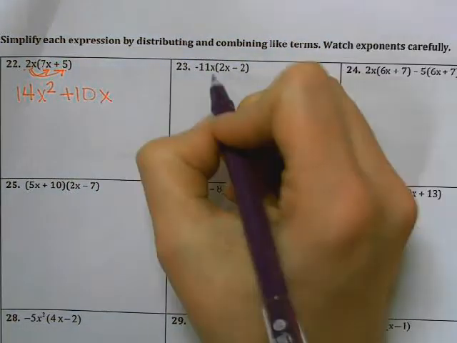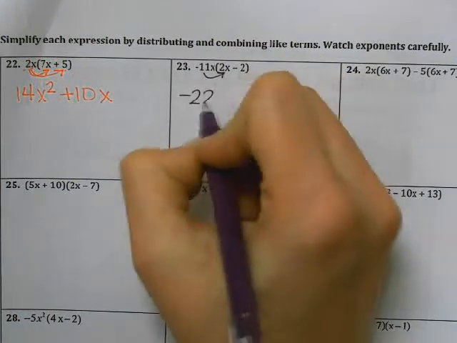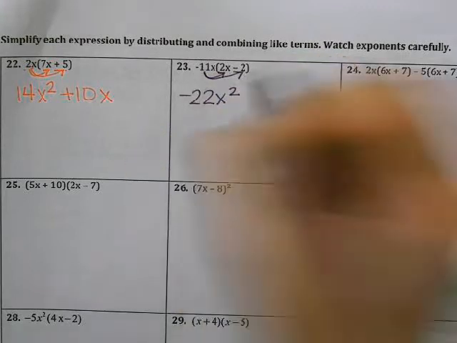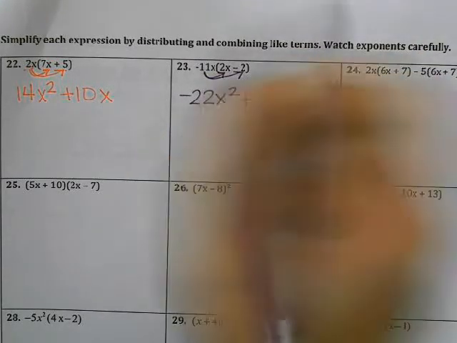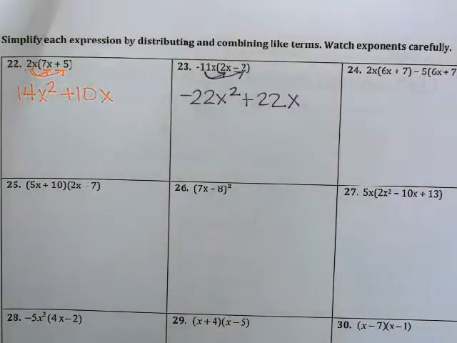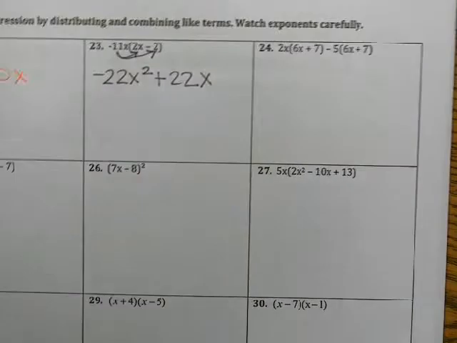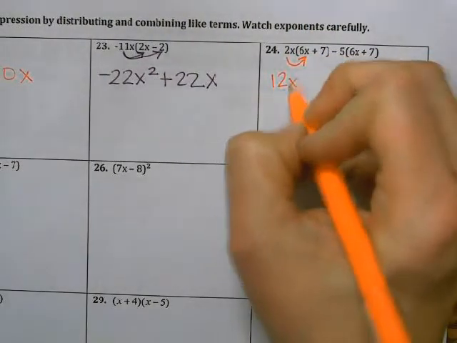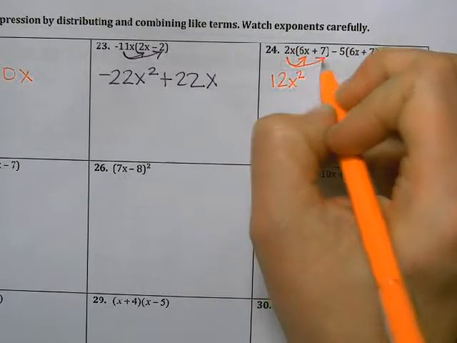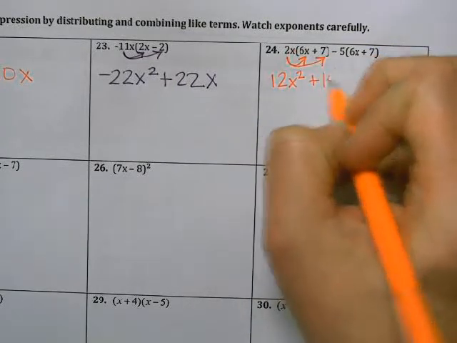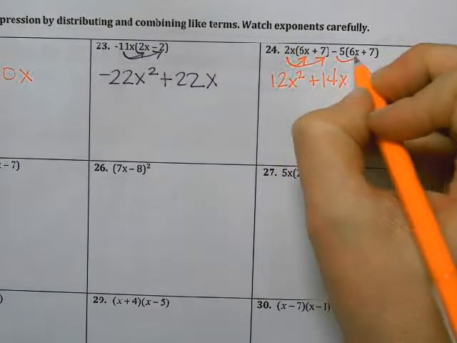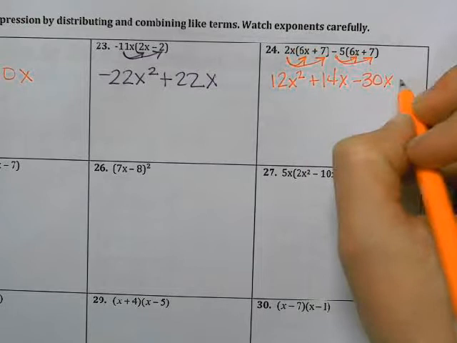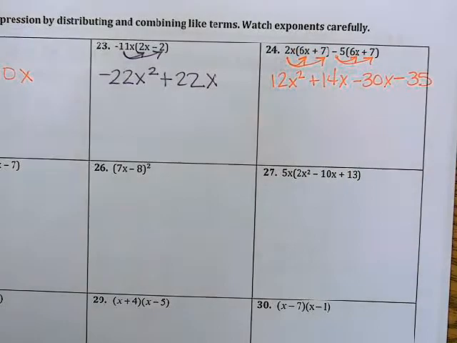Next up, -11x times 2x, -22. There's 2 x's, so squared. -11 times -2, +22. There's only one x. 24. 2x times 6x, that's 12. There's 2 x's, so it's x squared. 2x times 7, that's 14. 1x. -5 times 6, -30x. -5 times 7, -35.